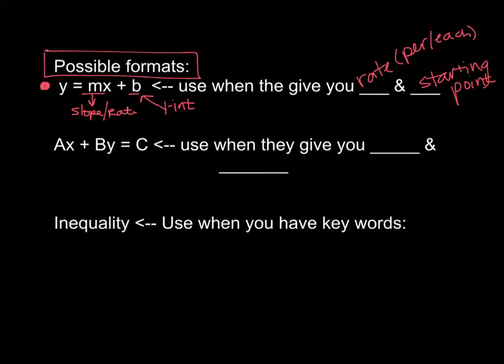All right, another type of format that they might give you is this standard form, ax plus by equals c. We're going to use that when they give us 2 rates. So you're going to see the word per 2 times, or each. So maybe they will say an apple is 10 cents each and a banana is 30 cents each, right? That might be an example of 2 different times they're giving us rates. And they have to give us a total.